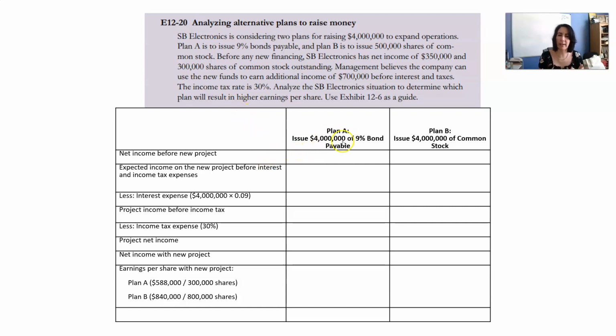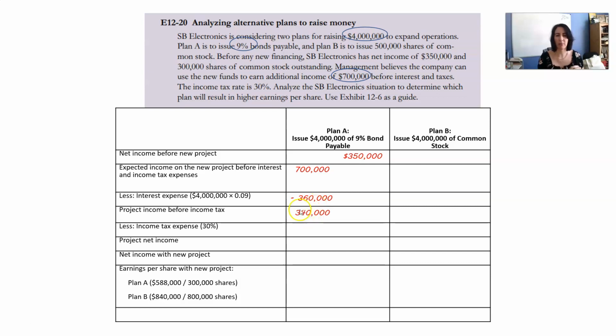Okay, so plan A, we're going to issue just bonds. So we had $350,000 before, right? That was our normal net income. And if we take on this new project, we expect it to be $700,000 of additional income. Great. But with bonds, we're going to have to pay interest, right? So if we issued 4 million in bonds at 9% interest, that's going to be $360,000 of interest. That's going to take a big chunk out of that new money we're getting there.